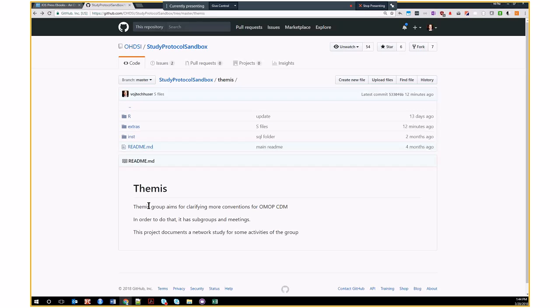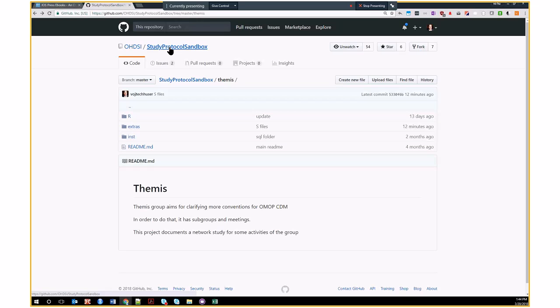Themis is an initiative within Odyssey which tries to specify stricter conventions for the OMOP Common Data Model. There are multiple sub-work groups, and in one of the work groups, one of the goals is to standardize units for laboratory measurements. We have done a network study in order to get to real-world usage of some of the laboratory tests and laboratory units, and I will present the preliminary results of that.